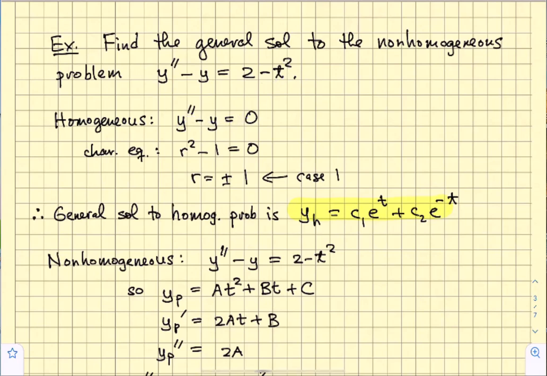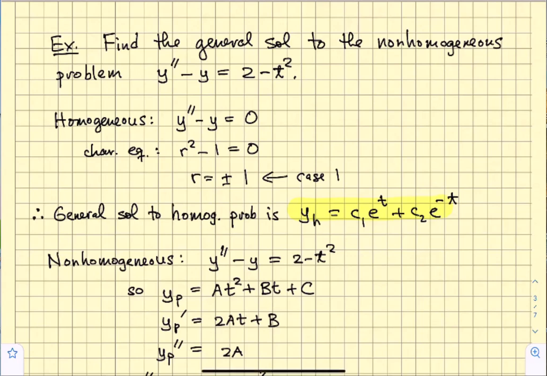This is a second order, linear, homogeneous, constant coefficient equation, so we'll use the characteristic equation. The characteristic equation is r squared minus 1 equals 0, so the roots are r equals plus or minus 1, so we're in case 1. We can very quickly write down the general solution to the associated homogeneous problem, and its YH is C1 e to the t plus C2 e to the minus t. So we're done with that first phase.